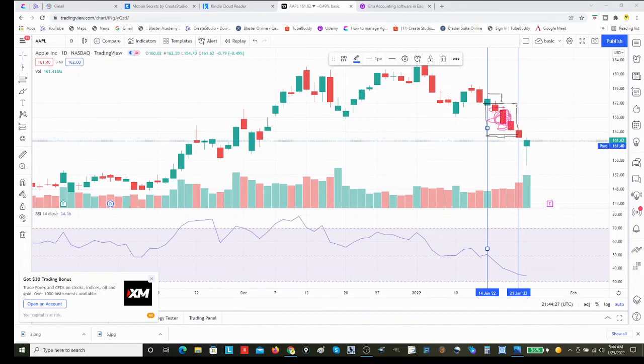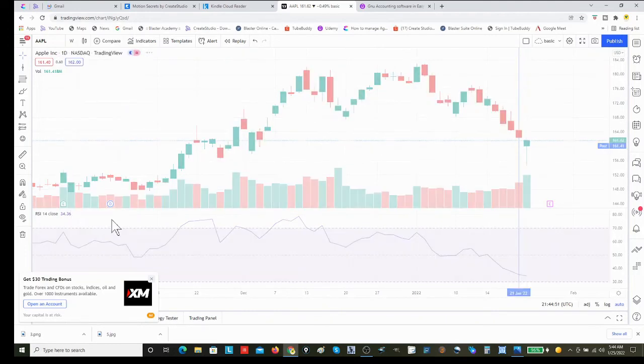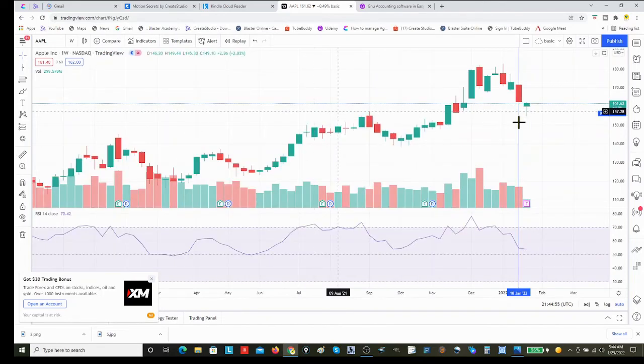Now, if we were to delete all the drawings that I've made and shift through from the daily, we go into a weekly chart. 1 week, 5 days, five trading days. And there you go. You see the exact red bar that I was talking about.